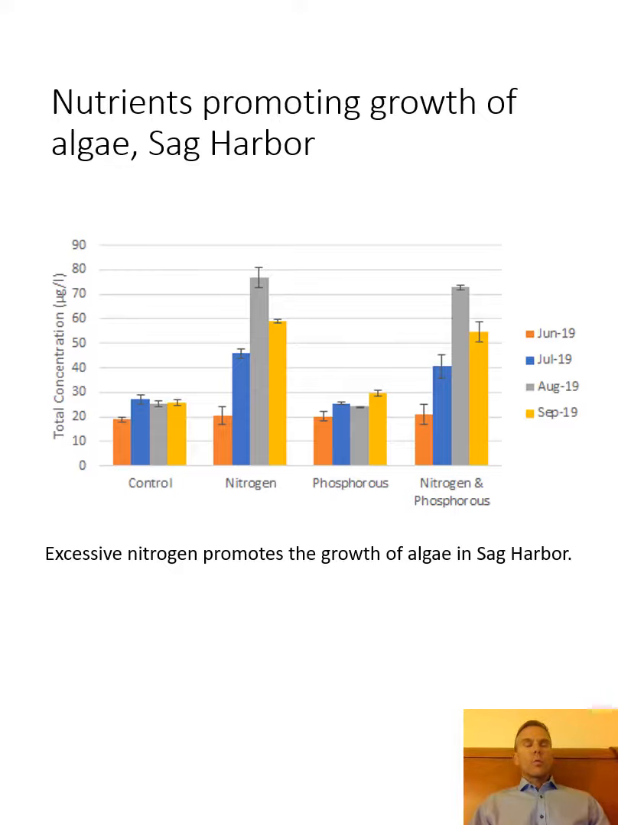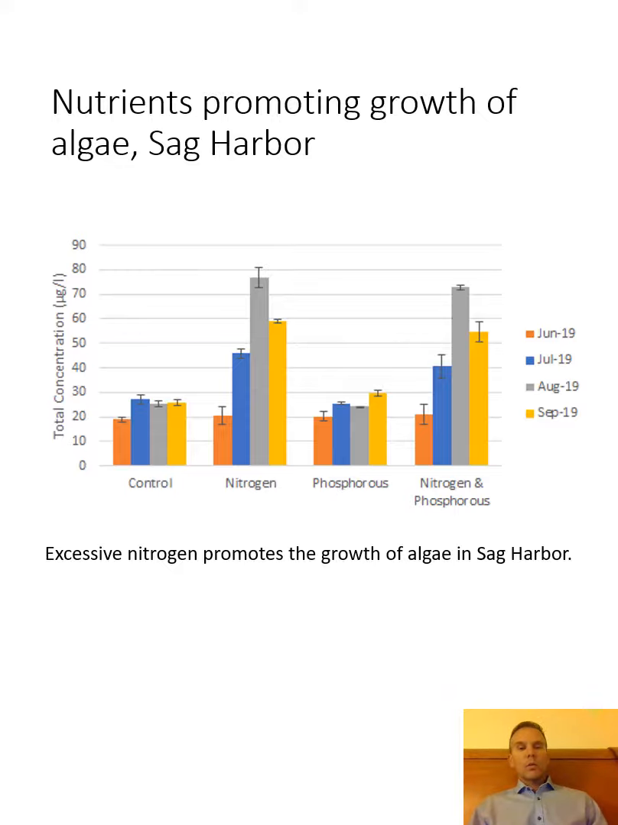And so for these experiments, we collected water, brought it back to the laboratory in Southampton, filled bottles with that water in triplicate, and then amended the water with nothing. That would be our control. Amended it with nitrogen, with phosphorus, or both elements. And we performed experiments in June, July, August, and September.